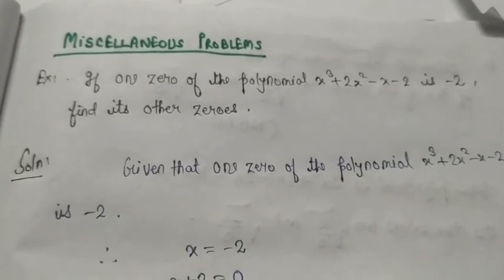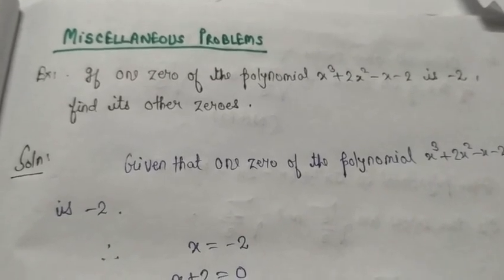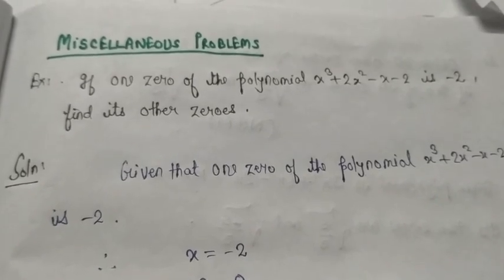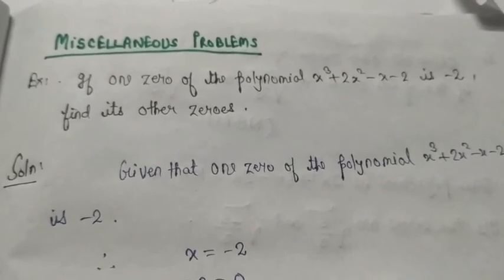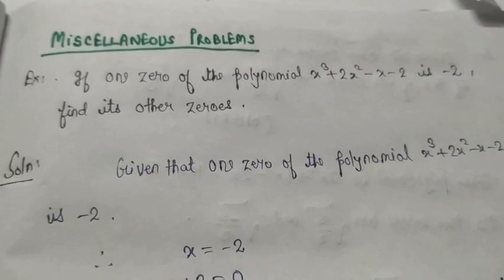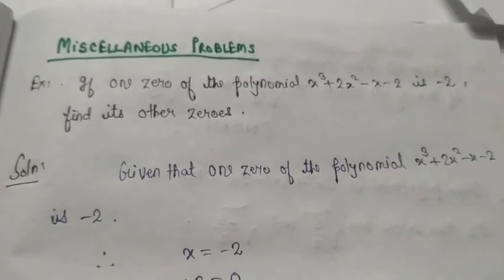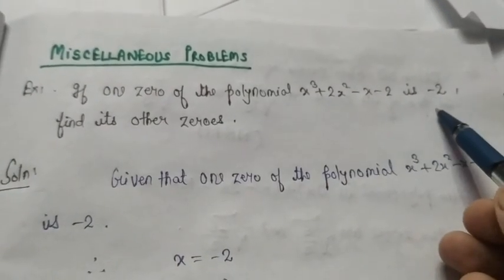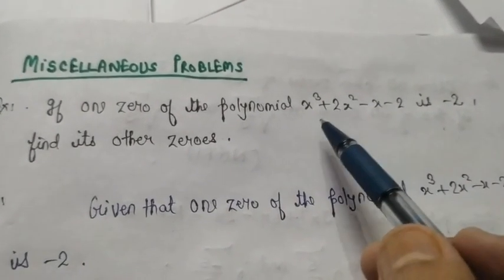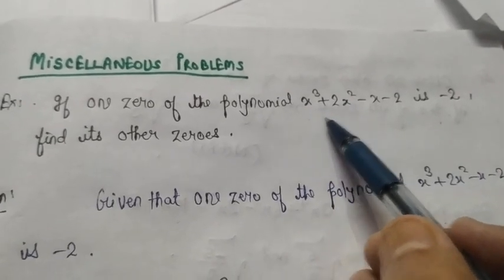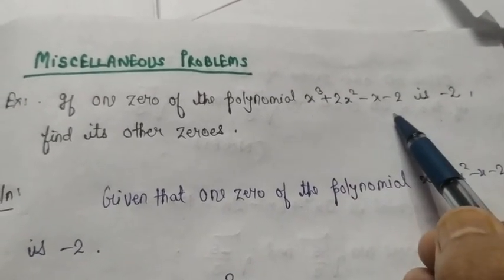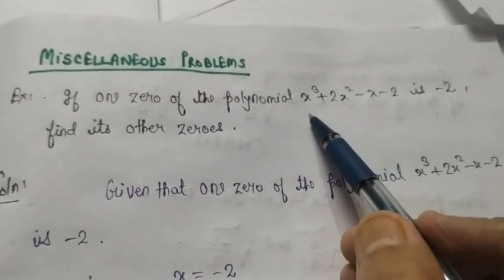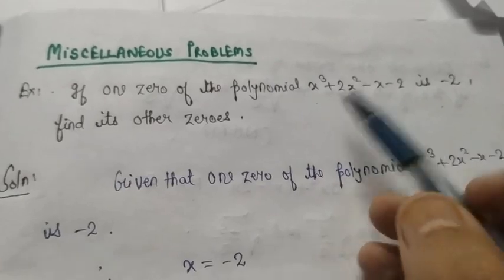Now children, listen, another question. If 1 zero of the polynomial x cube plus 2x square minus x minus 2 is minus 2, find its other zeros. Okay, see children, 1 zero of the polynomial is minus 2. It means 1 zero is given, and this polynomial is a cubic polynomial. So 1 zero is given and the other 2 are remaining. So we have to find out the other 2 zeros.